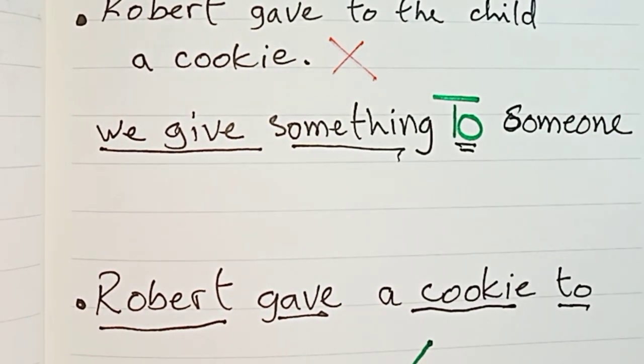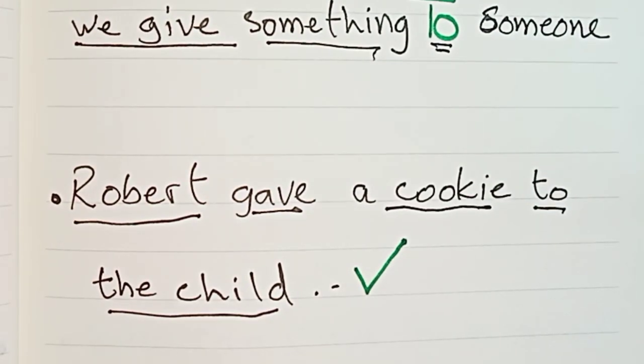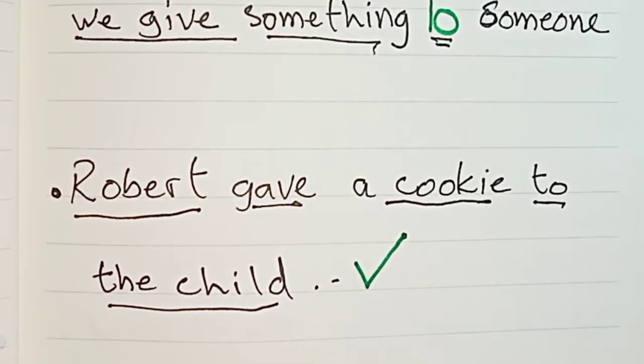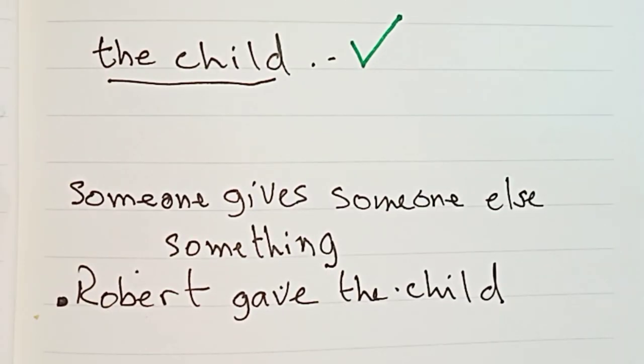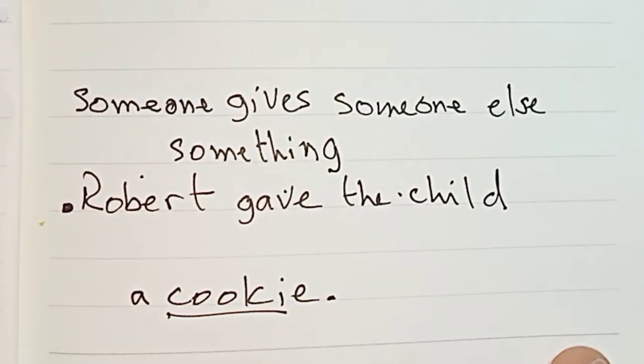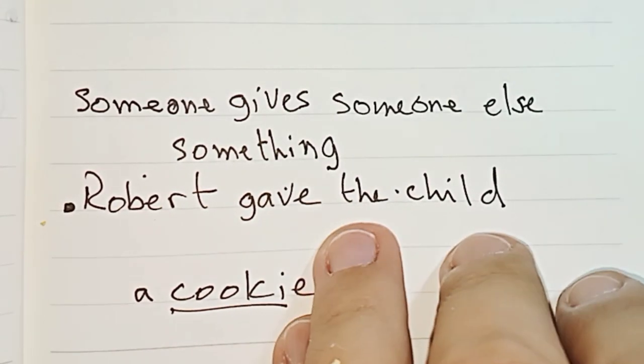Robert gave to the child a cookie. The correct one is Robert gave what? A cookie to who? To the child. Or we drop two. Robert gave the child a cookie. Are we cool? Next sentence.